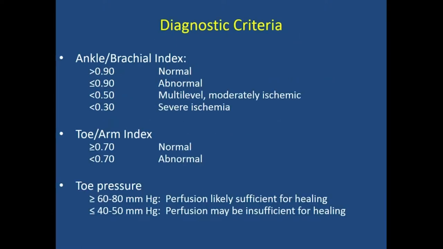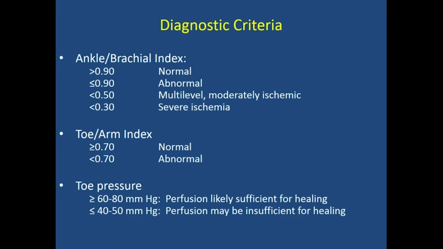And the details of this slide are important. The bottom line is the normal ankle-arm index is about 1. And as arterial disease gets worse, that ratio drops. And once you get down to about 0.3, that's pretty severe arterial insufficiency. However, again, in the patient with diabetes, those pressures typically aren't accurate due to their arterial calcification. So we measure toe pressures. A toe-arm index of greater than 0.7 is normal, and less than 0.7 is abnormal.